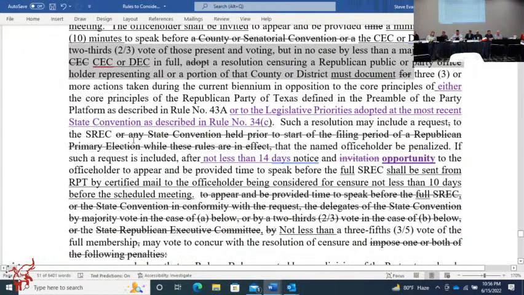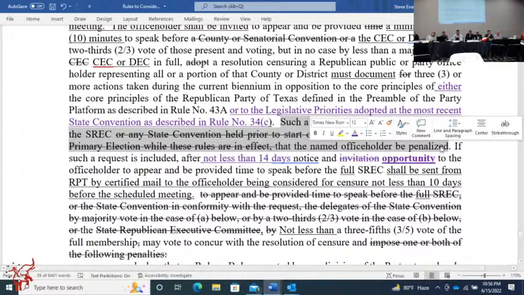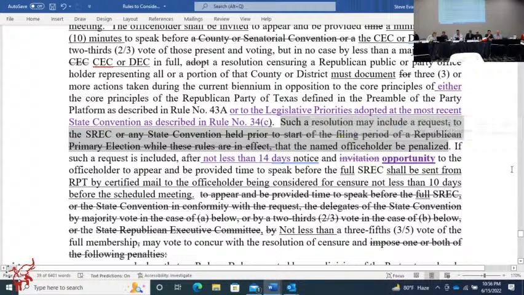What's your next amendment? Let me get a second on this. Sentence at a time. Such a resolution may include a request to the SREC, and then I'm striking, or any state convention held prior to the start of a filing period of the Republican primary election while these rules were in effect. So going back to what we're keeping, that the named office holder be penalized. Second.